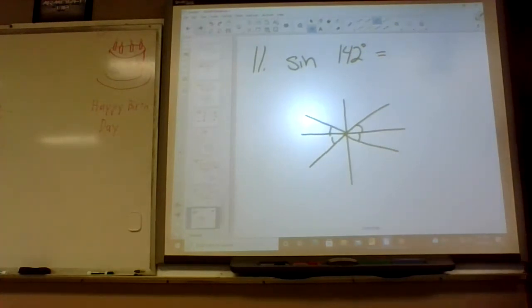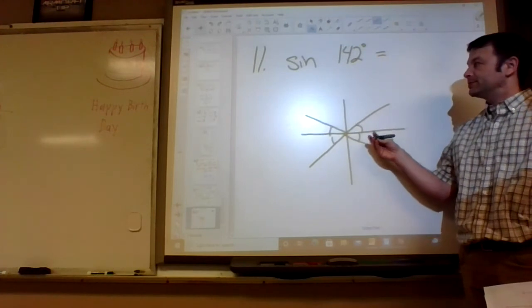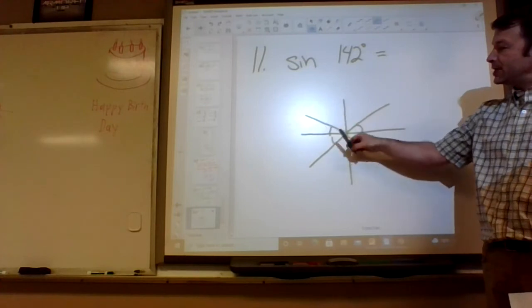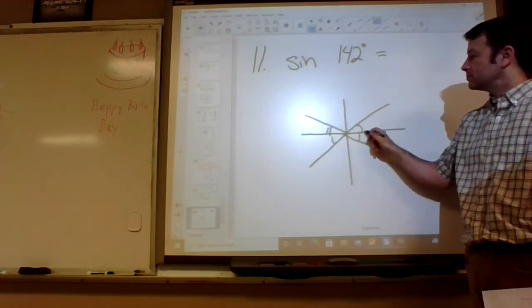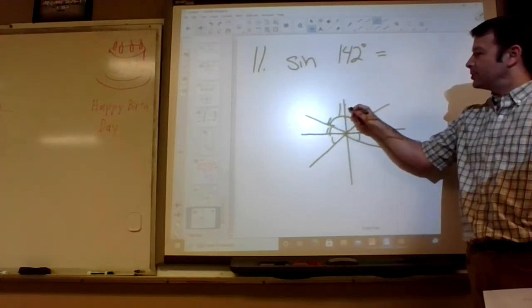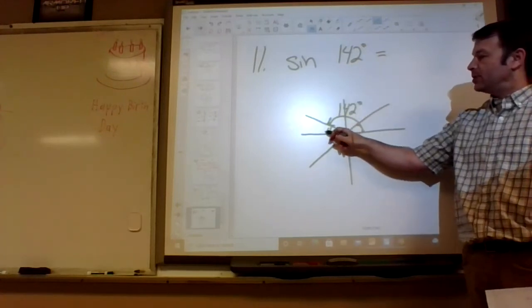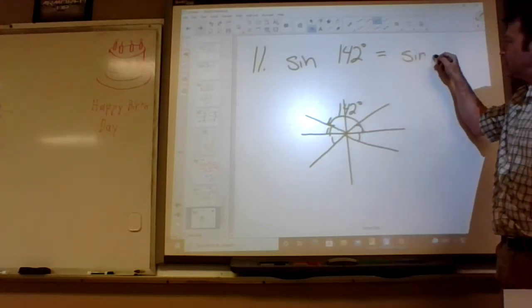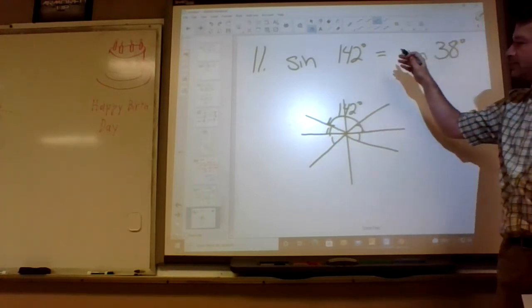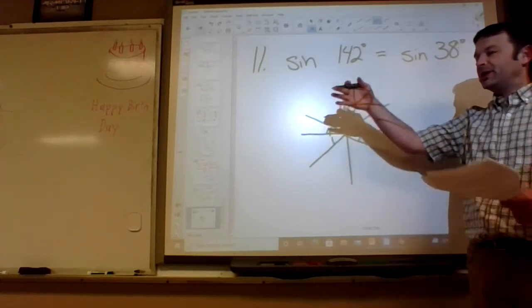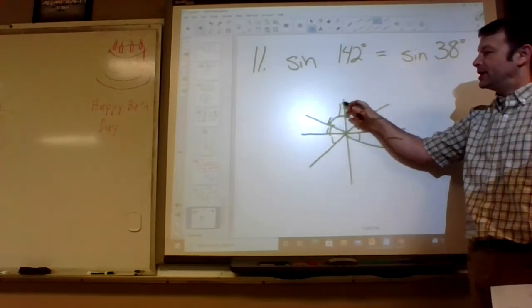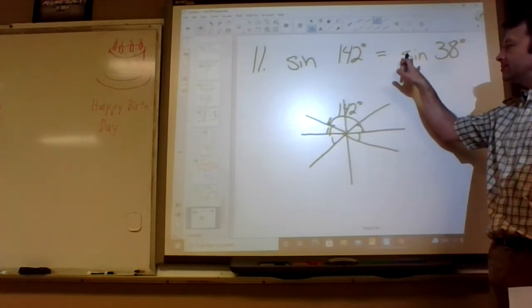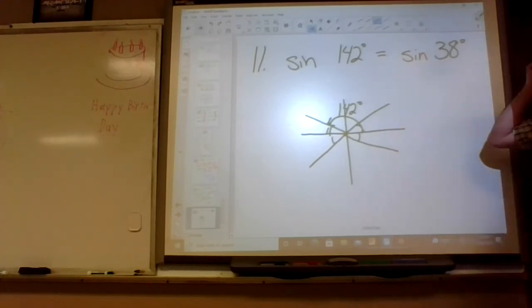So, what quadrant would sine of 142 be in? The second. So how do I find the reference angle right here? 180 minus 142 gives you 38. From here to here is 142. But the other thing you need to do is say, sometimes when you do the reference angle, it flips from positive to negative. Is sine positive or negative in the second quadrant? Positive. So that would be the answer: sine of 38.